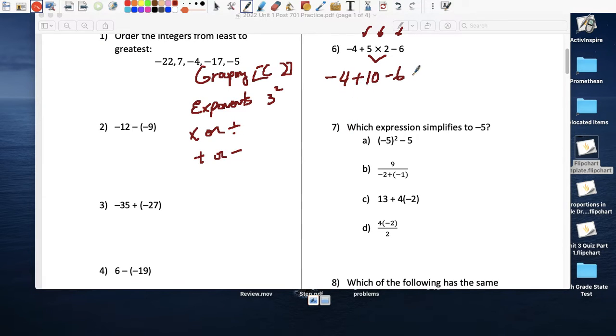Now we have an addition and subtraction, right? So which one do we do first? We do addition, it comes first from left to right. So negative 4 and 10 is positive 6, which I don't even need the positive. You get 6, and then minus 6, you get 0.